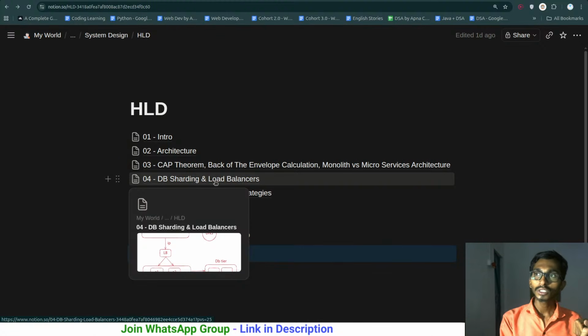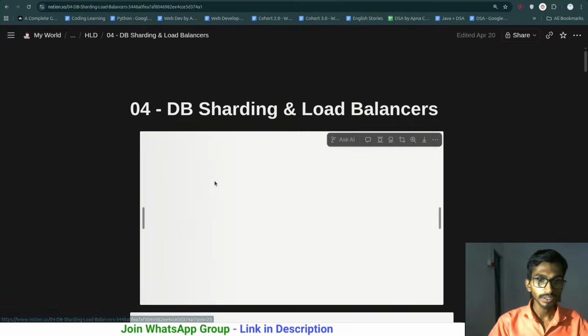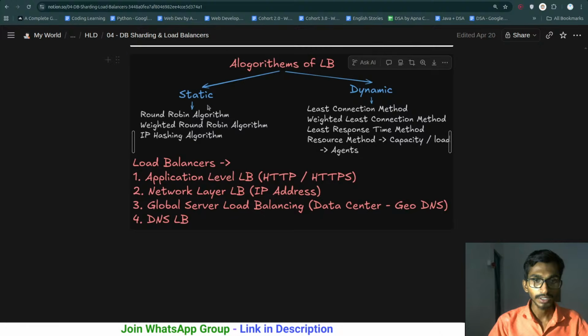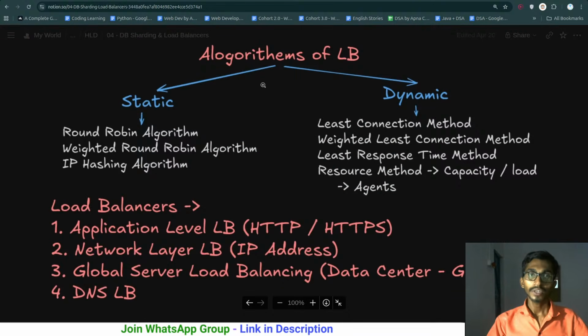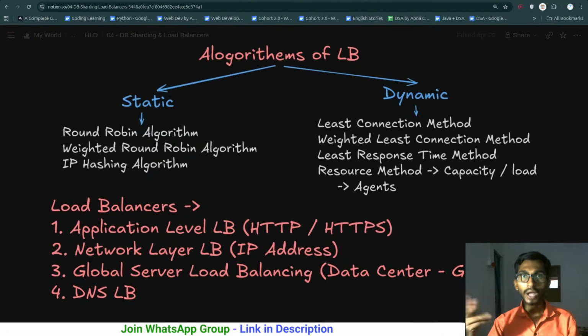So one of them is round robin algorithm, then weighted round robin algorithm, and there are more actually. I've forgotten them. Let me go till the end. So ultimately, when it comes to algorithms, there are two types: static and dynamic. In the static, round robin algorithm comes, weighted round robin algorithm comes, IP hashing comes. IP hashing in the sense, based on your IP address, your load is going to be balanced. Ultimately you will be assigned a server.